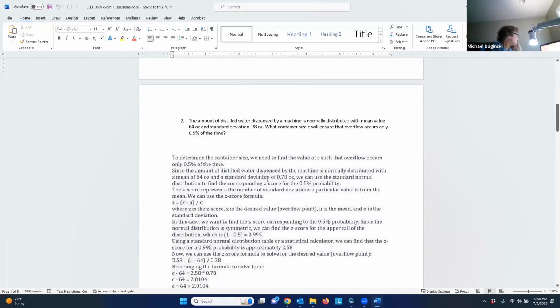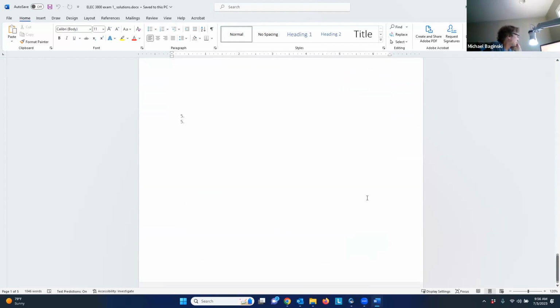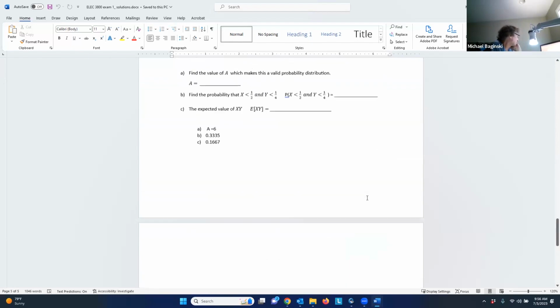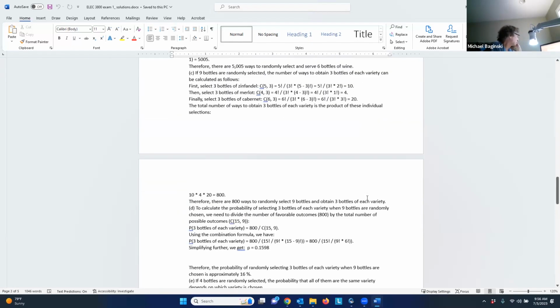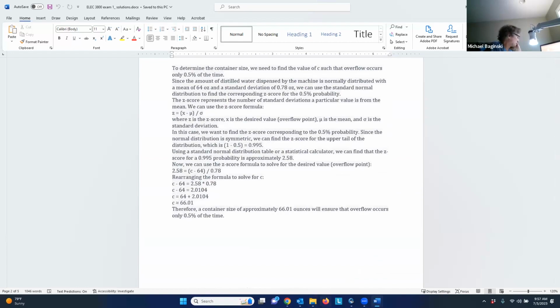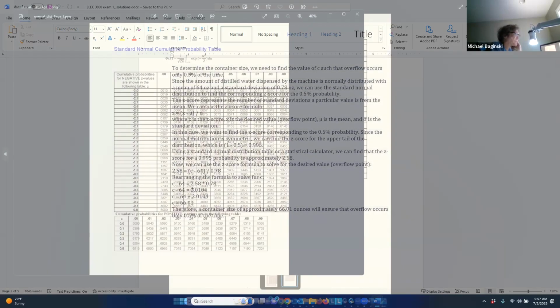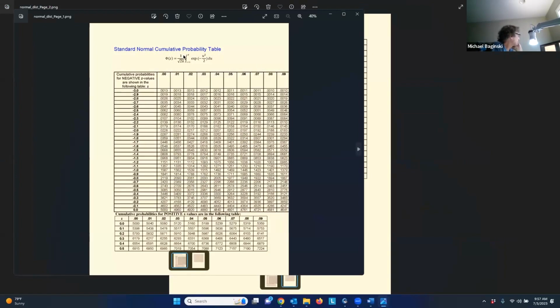With a mean of 64 and a standard deviation S, we can use a standard probability normal distribution. That's at the back of the test here. Unfortunately, the tables didn't show here, but I can pull them up in a second. Let me see if I can actually get these tables. I know I have them. All right, can you see these tables right here? Mm-hmm. Yes. Okay.